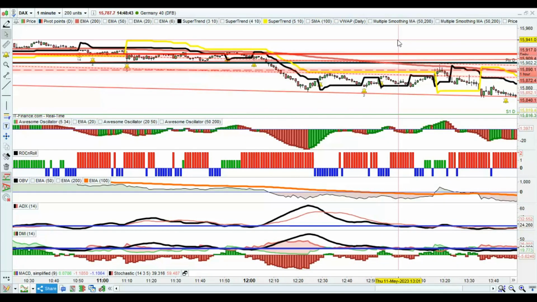Hi everybody, Adam Collingwood again here, and this is a chart of the DAX on a 1 minute time frame. Today is the 11th of May, which is a Thursday. Time now is 2:48 in the afternoon, so this is live.